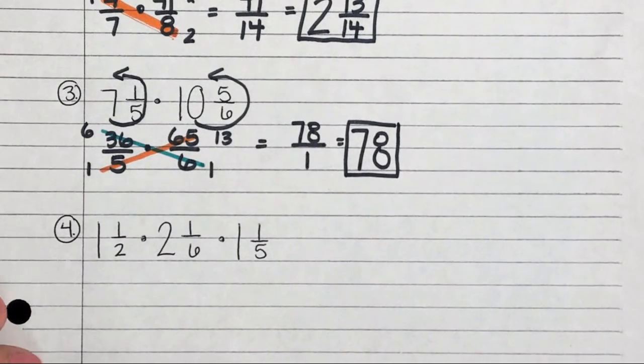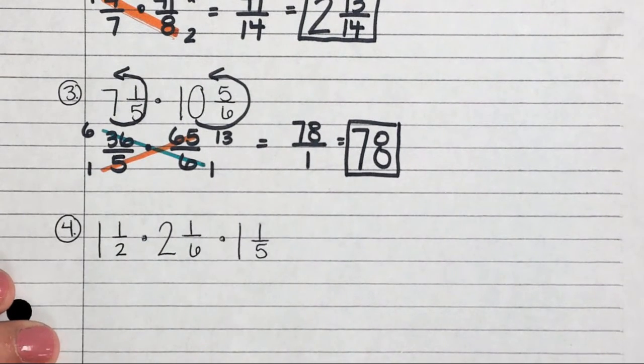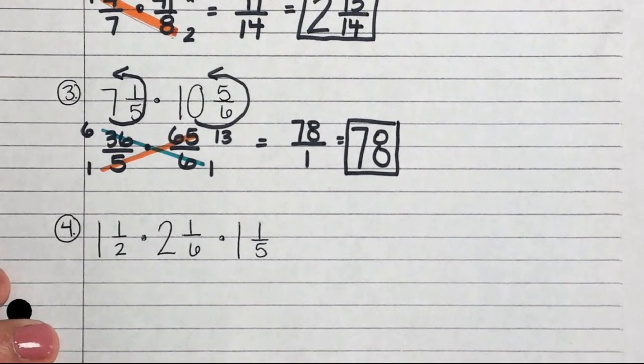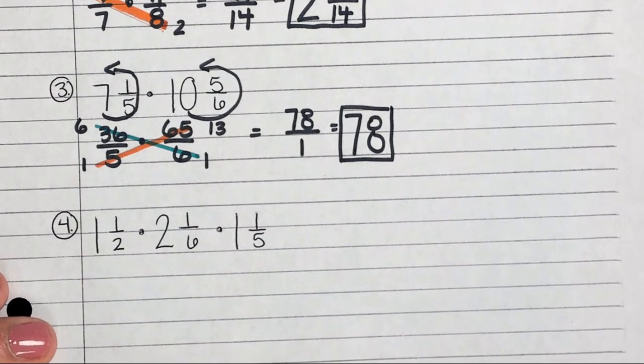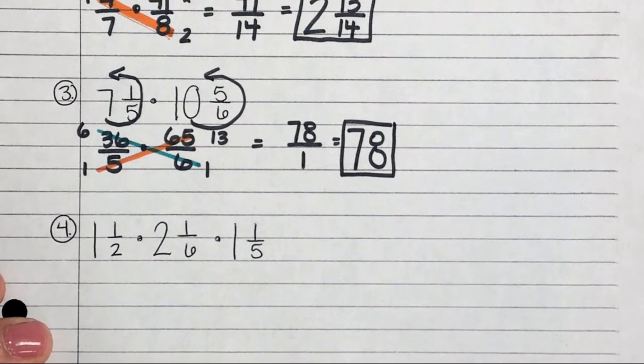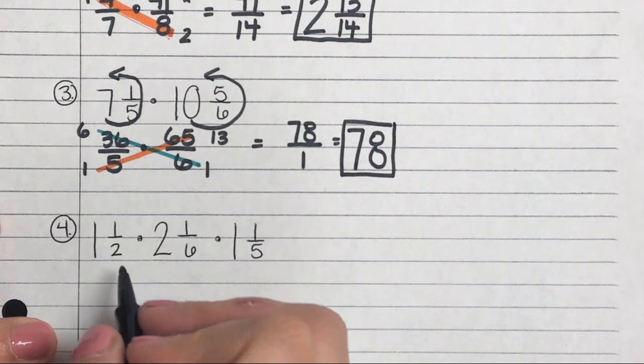On this one, we do have 3 numbers, guys. It is possible because we can say 2 times 5 times 4. We can multiply 3 numbers straight across. We can do the same thing with fractions. Again, with mixed numbers, what do we have to do? Make them improper. So we're going to do that first.